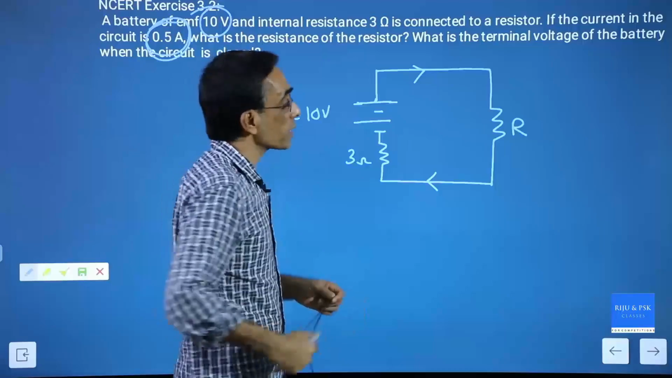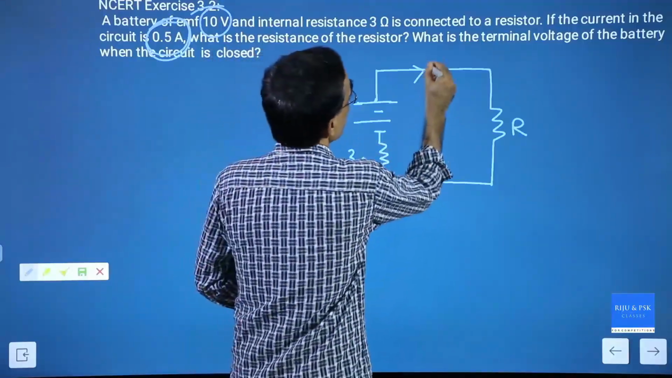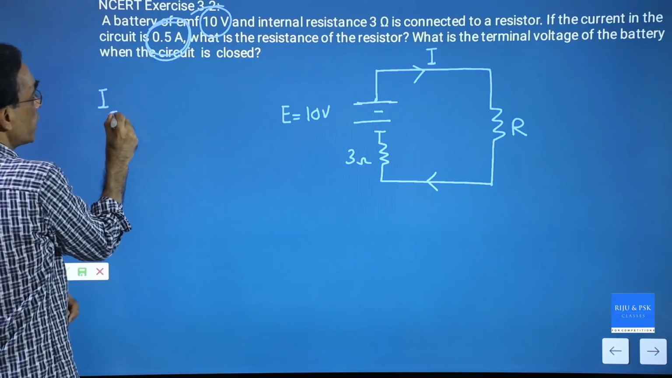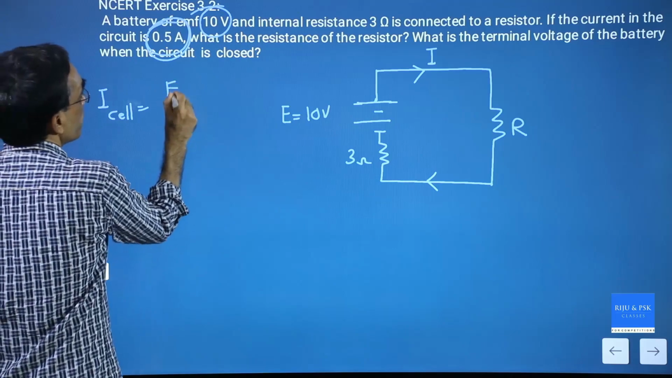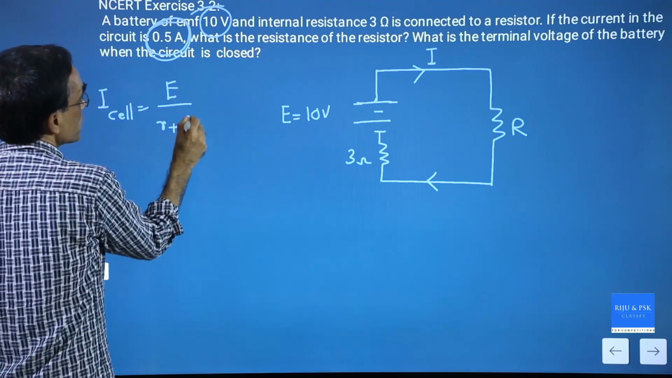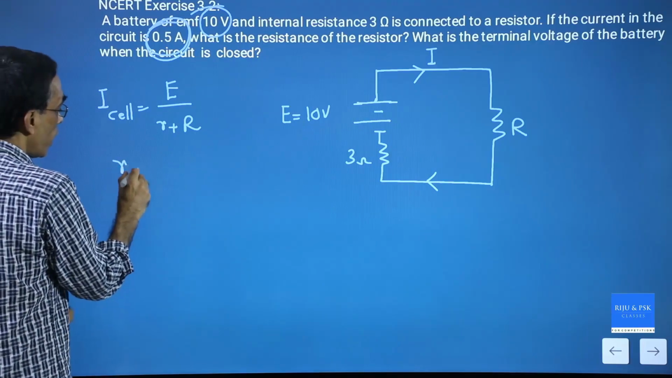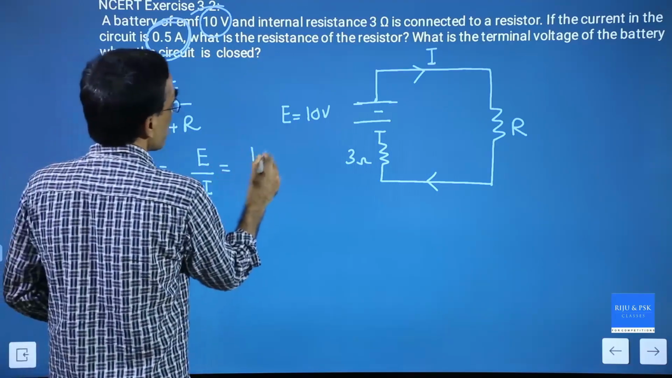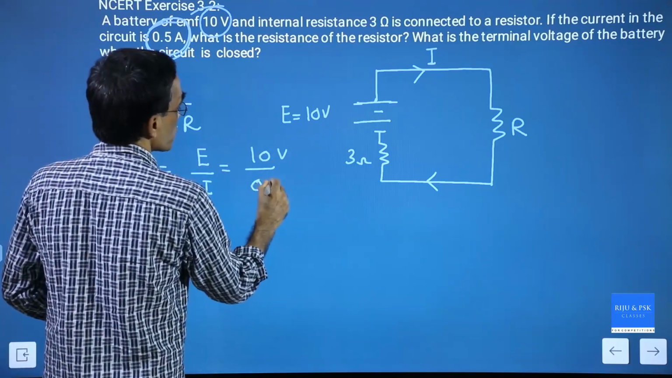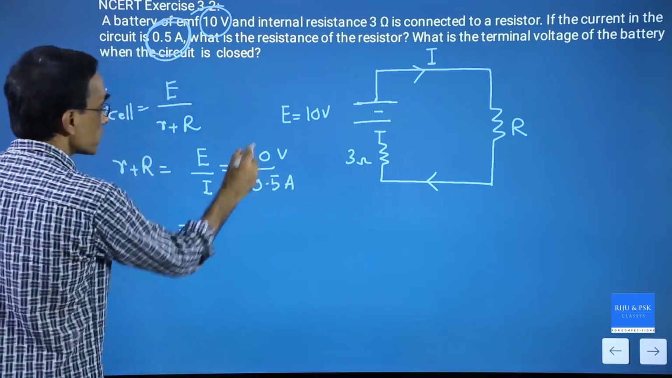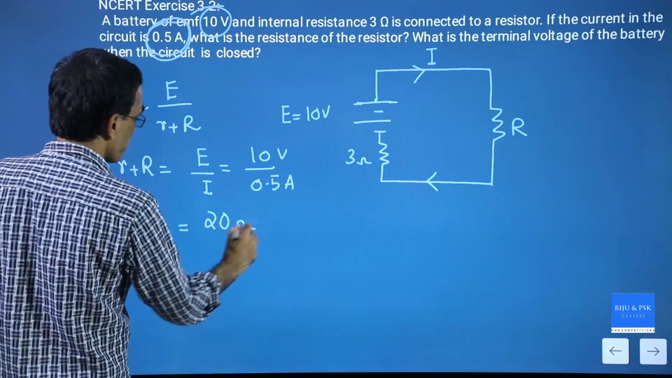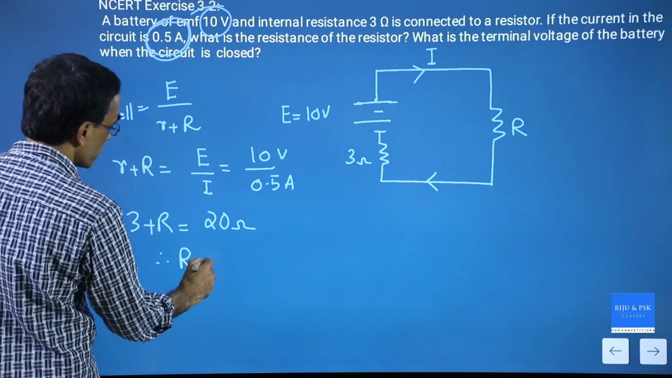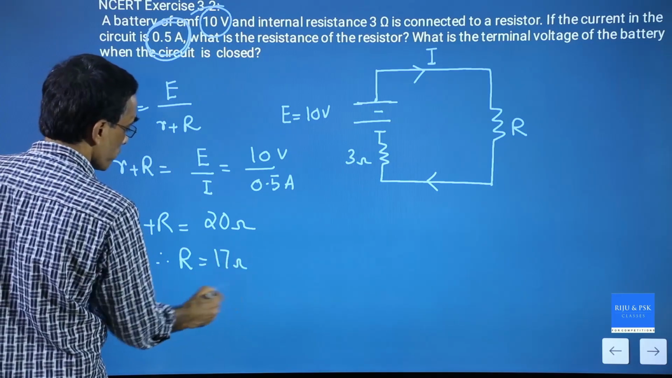So I have a closed circuit here, there is a current flowing. This current can be called I. Now, what is the equation for current from the cell? Current from the cell is nothing but EMF divided by R internal plus R external. So r plus capital R is nothing but E divided by I, which is given: E equal to 10 volt and I equal to 0.5 ampere. And 10 by 0.5 will give you 20 ohm. Internal is given 3 plus R. Solving this, you will get R is equal to 20 minus 3, 17 ohm.